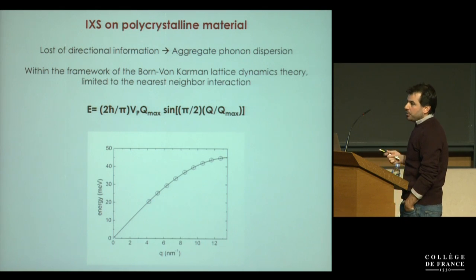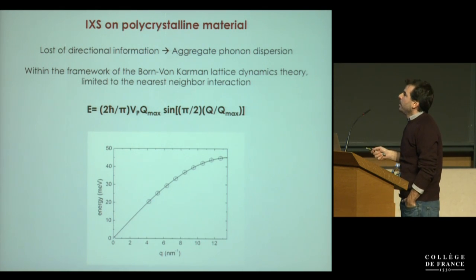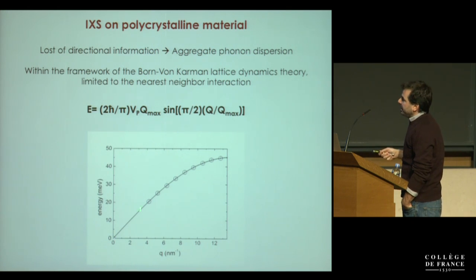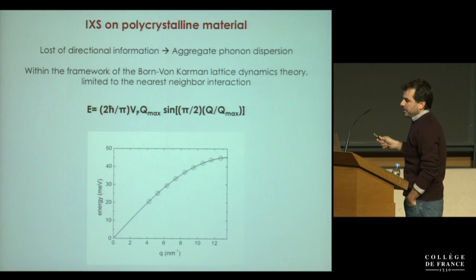But now, if we place ourselves in the framework of Born-von Karman lattice dynamics theory, considering a first-order interaction, the aggregate phonon dispersion is well described by a sine relation with two independent parameters: the compressional velocity VP, which is basically the initial slope of the dispersion, and Qmax, the value of Q at which the dispersion flattens and reaches its maximum value.